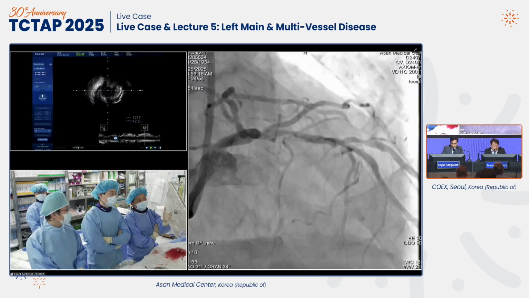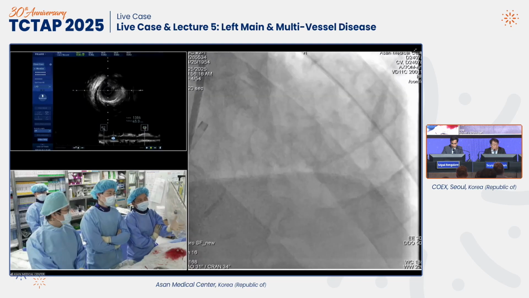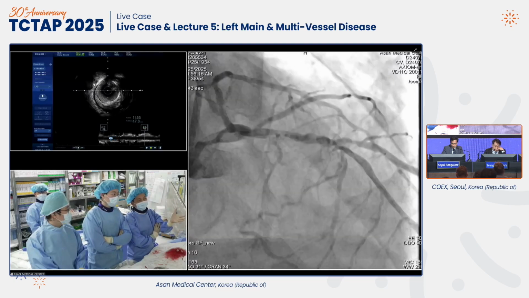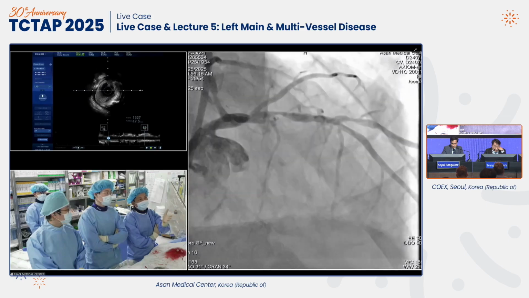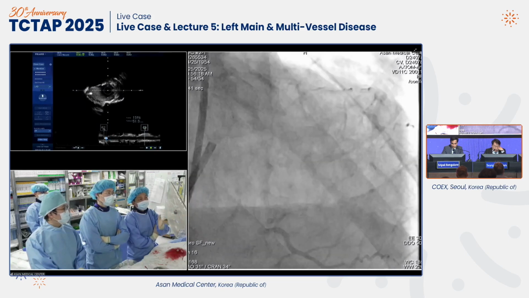Intravascular imaging showed the septal opening is quite good, but the diagonal, I can see some disease in the angiography. So I checked the diagonal also with IVUS. Would you show me the diagonal IVUS?